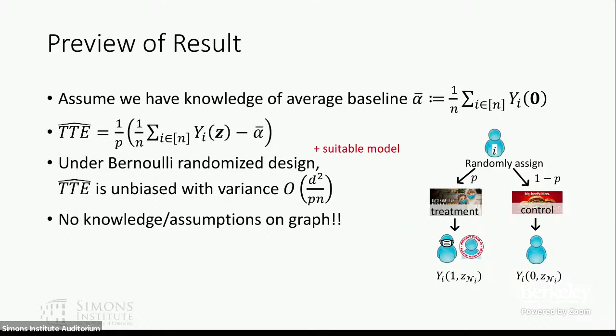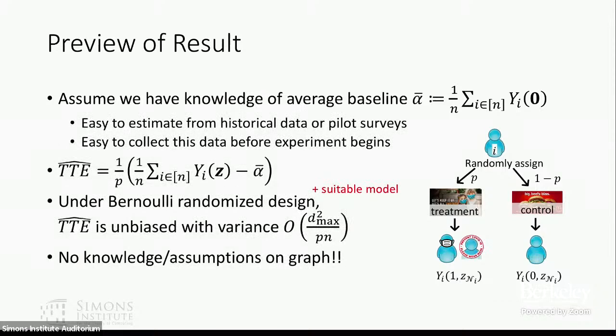So this average baseline is the average outcome under purely control. Then if I use this Bernoulli randomized design, I could really just take each individual, independently assign them to treatment or control, measure their outcome, and then construct my estimate by taking the average over all the observed outcomes, minus the average baseline, and then scaling it by 1/p. And so this estimator, plus a suitable model, which I'll explain, is unbiased and its variance scales as d squared over p times n. So the scaling with the degree is polynomial, just squared, a simple one. And we will not need to have assumptions on the graph.